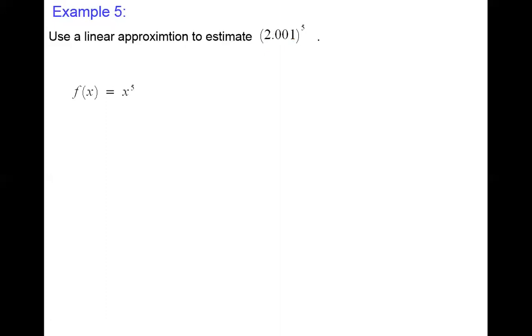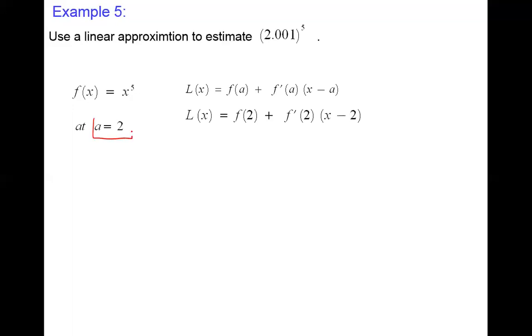And at some point, I will substitute 2.001. And the closest, nicer value is 2. That means my point a is 2. If I find a linearization of the function x to the power of 5 at 2, I can use it for the point 2.001. And that's the question. Okay, linearization L of x equals f of a plus f prime at a, times x minus a. a is 2, of course. Remember, a is 2 because we always operate with nice integers, I can say.